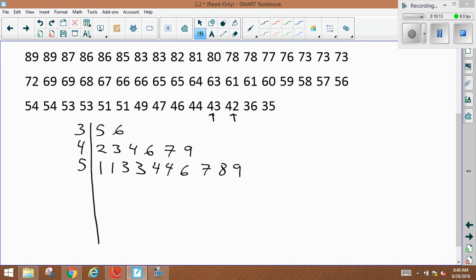Now we're on to our 60s. And so how do we represent 60? By putting a 0 there, right? And then we have a 61, a 61, a 63, 64, 65, 65, 66, 66, 67, 68, and 69. And another 69.